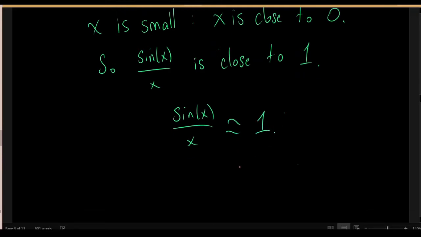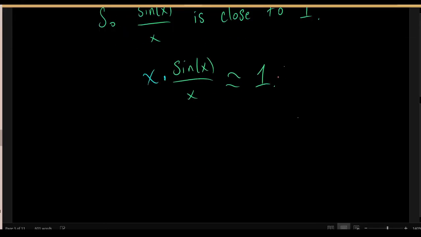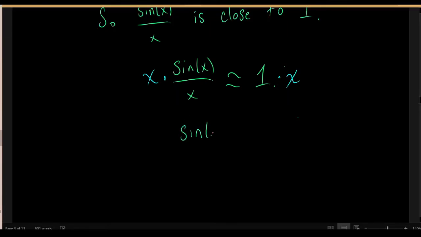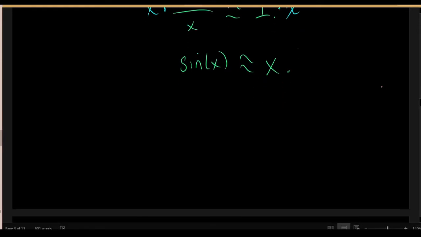So if I multiply both sides by x, what I'm saying is that sine of x is approximately equal to x. This is the physics law of small angles. It says that if the thing that you're plugging into sine is quite small, then you can basically remove the sine and get something that's almost exactly the same as what you had before.